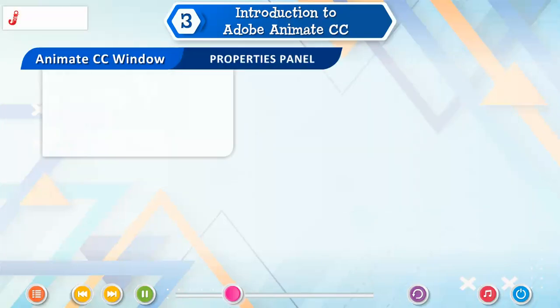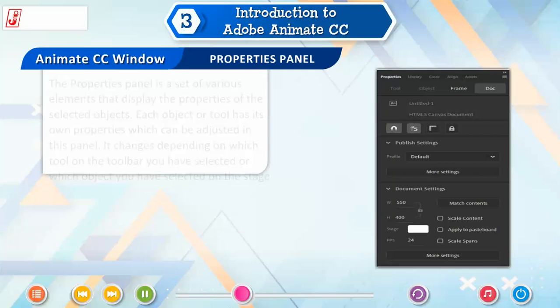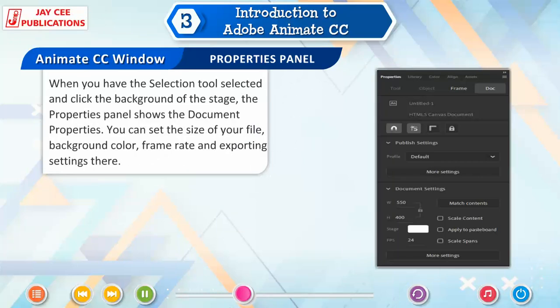Properties panel. The Properties panel is a set of various elements that display the properties of the selected objects. Each object or tool has its own properties which can be adjusted in this panel. It changes depending on which tool on the toolbar you have selected or which object you have selected on the stage. When you have the selection tool selected and click the background of the stage, the Properties panel shows the document properties. You can set the size of your file, background color, frame rate, and exporting settings there.